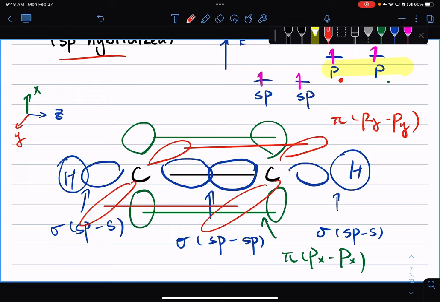The steric number tells you how many hybridized orbitals there are. Okay, nevertheless, I'll stay here for questions if you have any.